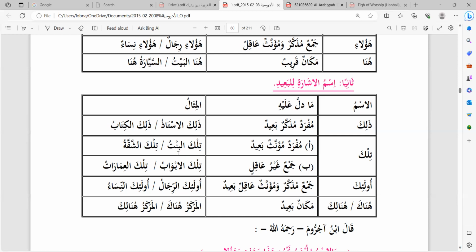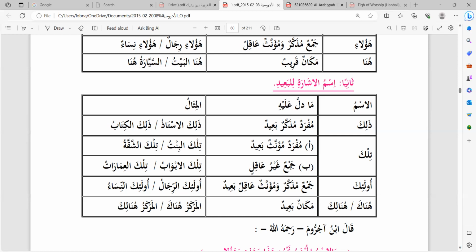It's technically, I can only translate it as something that's far. It's kind of like saying "that girl." I think that might be the closest translation. تلك البنت, تلك الشقة, that apartment, something to indicate far.